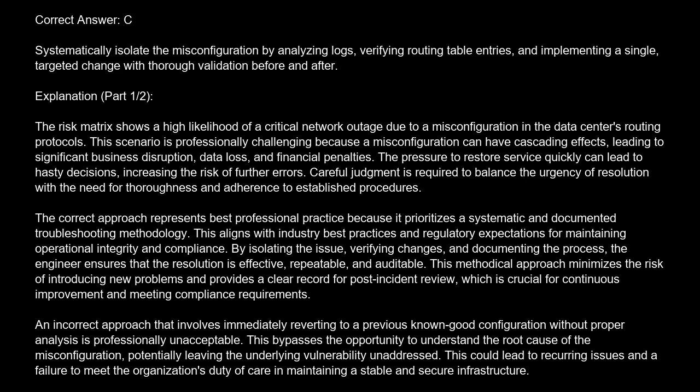Explanation. The risk matrix shows a high likelihood of a critical network outage due to a misconfiguration in the data center's routing protocols. This scenario is professionally challenging because a misconfiguration can have cascading effects, leading to significant business disruption, data loss, and financial penalties. The pressure to restore service quickly can lead to hasty decisions, increasing the risk of further errors. Careful judgment is required to balance the urgency of resolution with the need for thoroughness and adherence to established procedures.